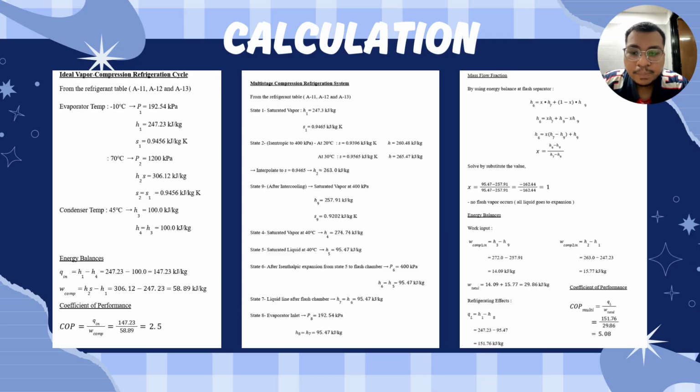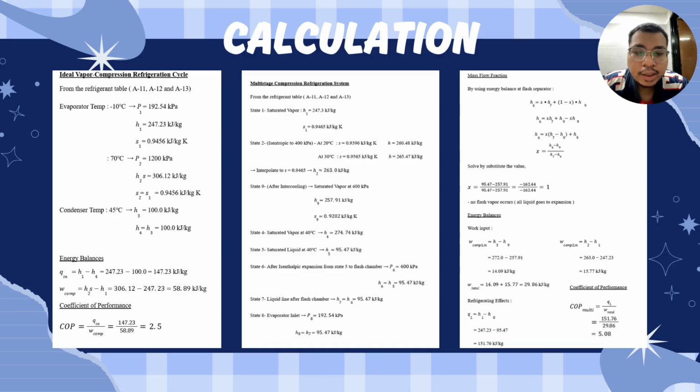So first, we need to do the vapor compression refrigeration cycle. From this cycle, we can get state 1, state 2, state 3, and state 4 of the cycle. After we get all of that, we need to calculate the energy balance of the cycle, which is Q in and work compressor, and then we can get COP of 2.5. To improve it, we use multi-stage cycle, which has 9 states.